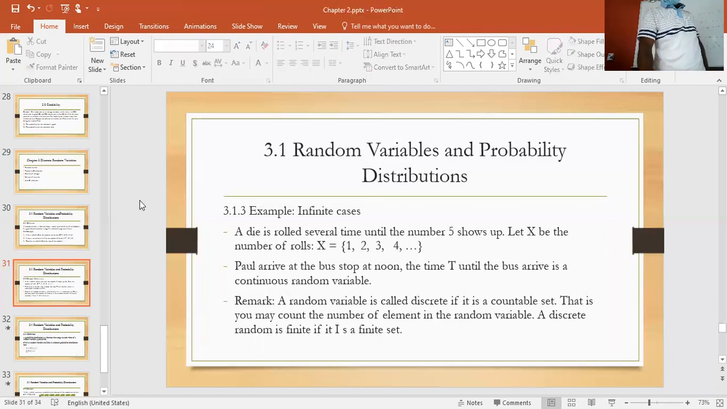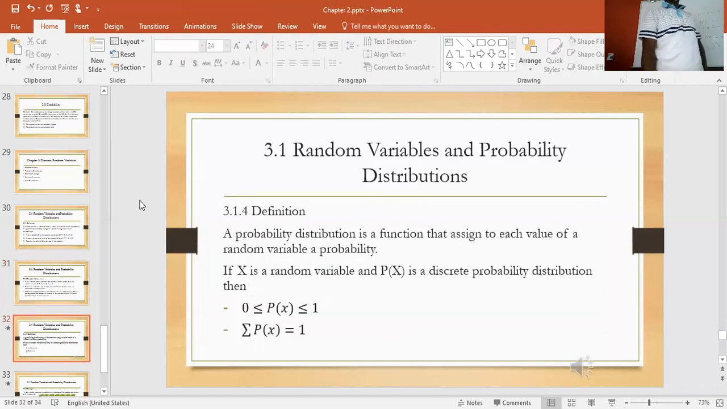So when we define a random variable, we may want to consider associating to that random variable a probability, because it was the result of a probability experiment. So we call it a probability distribution. A probability distribution is a function that assigns to each value of the random variable a probability.